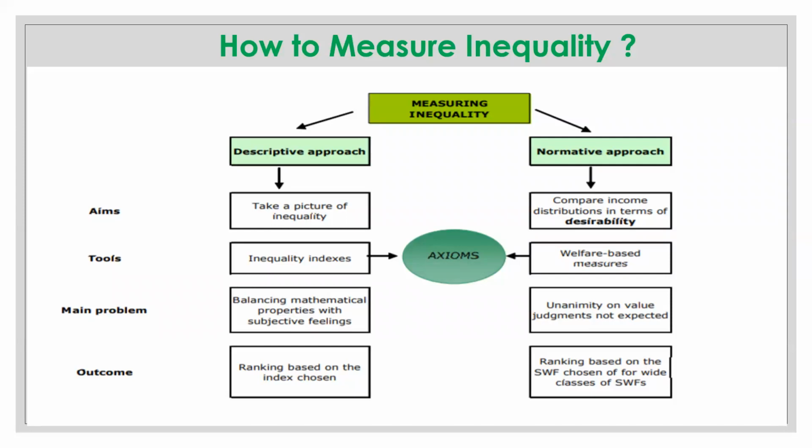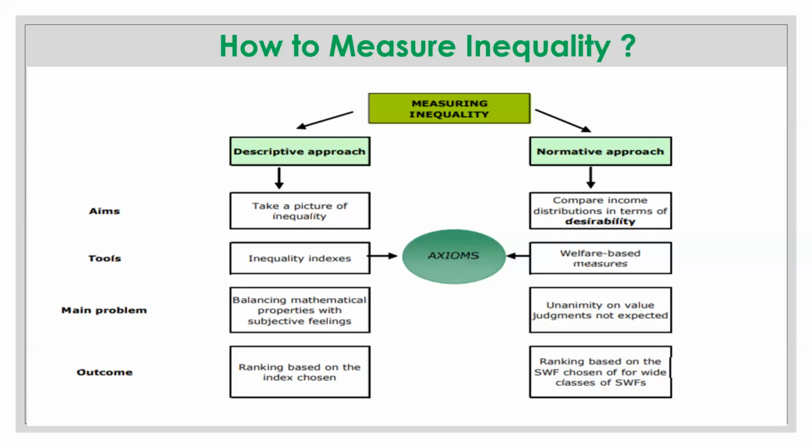When we are in the normative approach, the basic problem which we have is the value judgment, and we don't have a firm basis on which to make this value judgment. Outcomes: if we talk about the descriptive approach, it is a ranking based on the index chosen, and in the normative approach, it is a ranking based on the SWF chosen from the wide class of SWFs. That is a social welfare function. We can use it under the normative approach to measure inequality. When we combine both, we have the mathematical properties plus the implementation of welfare-based measurement.